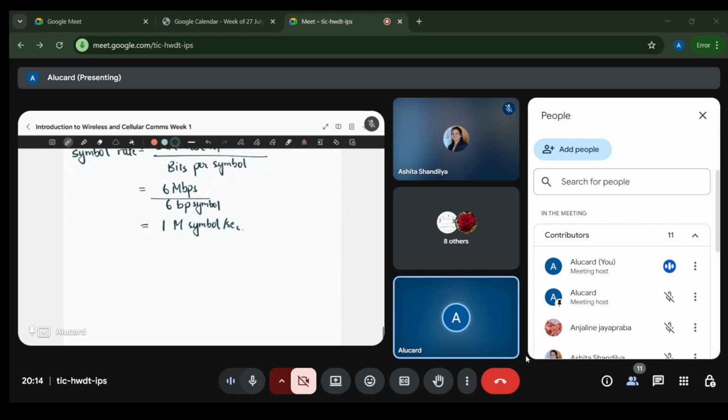Now, in each second, you are transmitting 10 power 6 symbols. So, to transmit one symbol, what is the time you take? The time duration of each symbol is simply the inverse of the symbol rate, which is 1 microsecond.